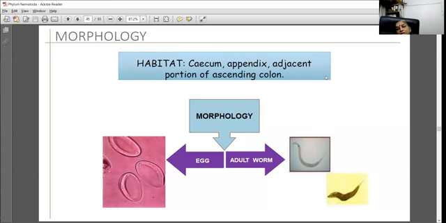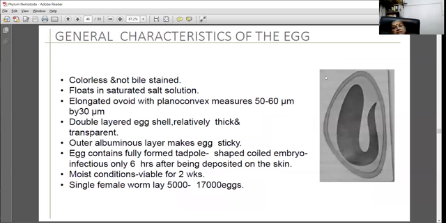Now this worm possesses a very characteristic type of egg which helps to distinguish it from the other worms. Now we'll study the general characteristics of the eggs. The eggs are colorless. They are not bile stained. They will float on a saturated solution of common salt. They are elongated, ovoid, plano-convex. When I say ovoid, that means oval shape. Elongated, that is, oval with elongation, and on one side it is plane, on the other side it is convex. Therefore, the name plano-convex.